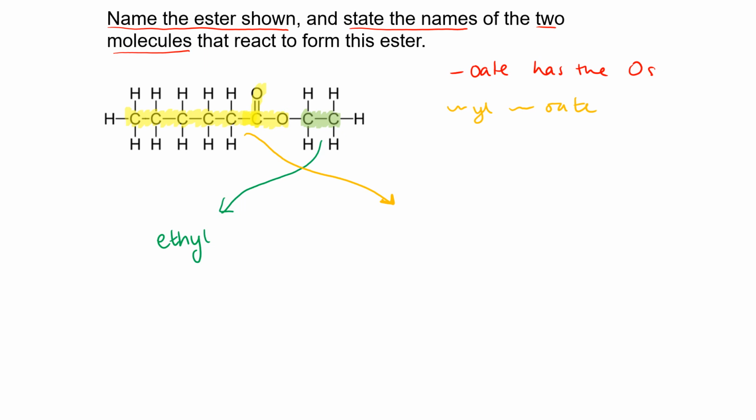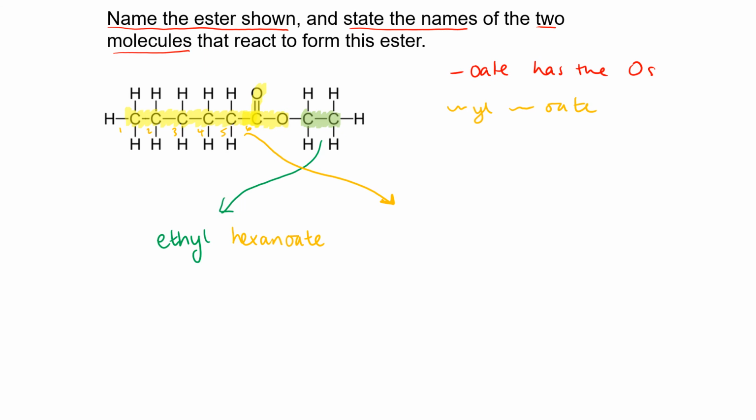And then the yellow section is the O8 part, and we've got 1, 2, 3, 4, 5, 6 carbons. So that will be hexanoate. Hex for 6 carbons, an for single bonds, and then oate because it is from carboxylic acid.